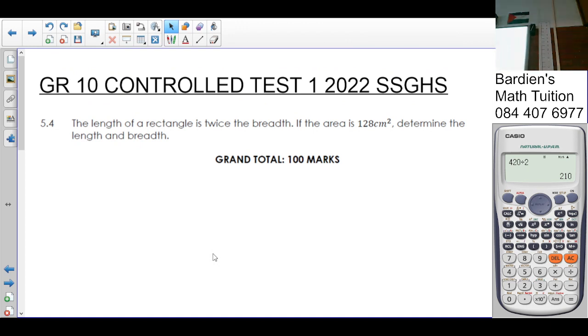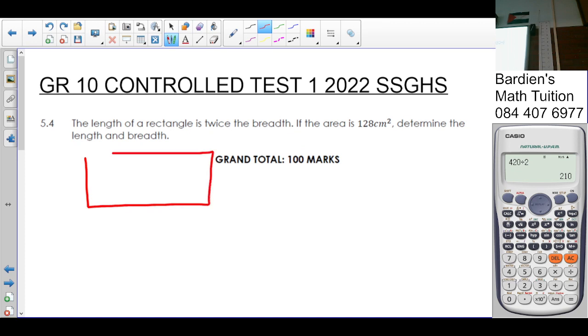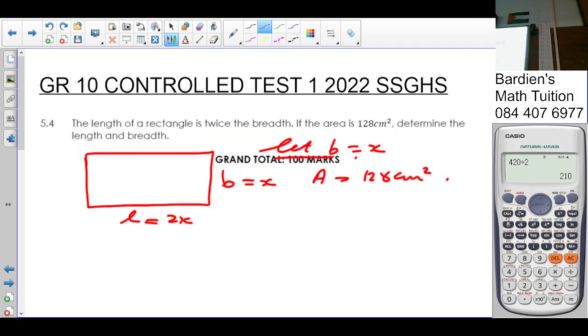5.4, we are told the length of the rectangle is twice the breadth. We have a rectangle here, the breadth and the length. So if we let B be x, then the length will be 2x. If the area is 128 centimeters squared, determine the length and the breadth.